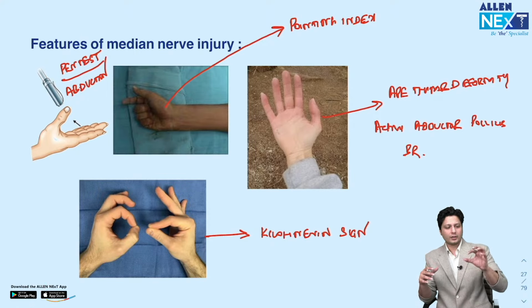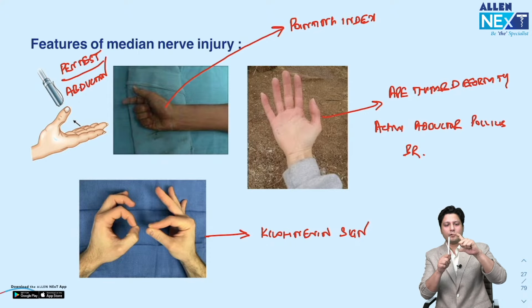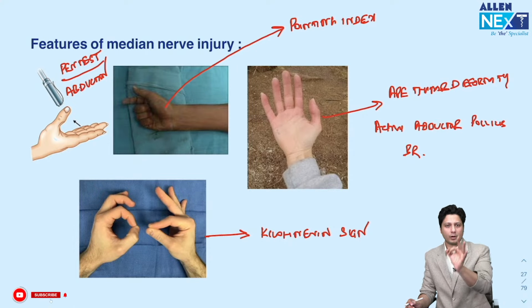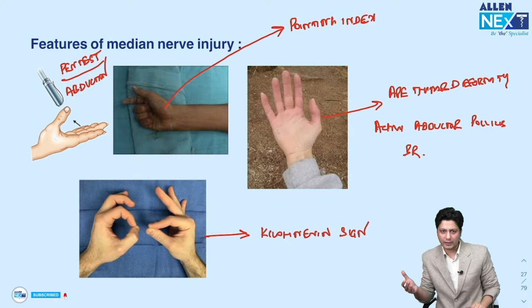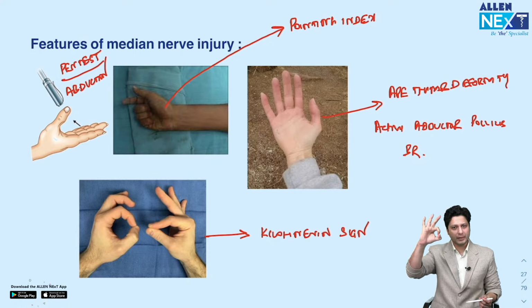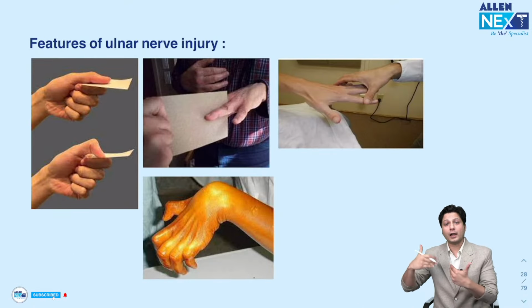Flexion of the thumb is the function of flexor pollicis longus muscle, which is supplied by the median nerve. Flexion of the interphalangeal joint of the finger, this index finger, is again a function of the median nerve, which is achieved by flexor digitorum profundus and flexor digitorum superficialis. Both of them are supplied by the median nerve. Hopefully you have understood. Next are the features of ulnar nerve injury.